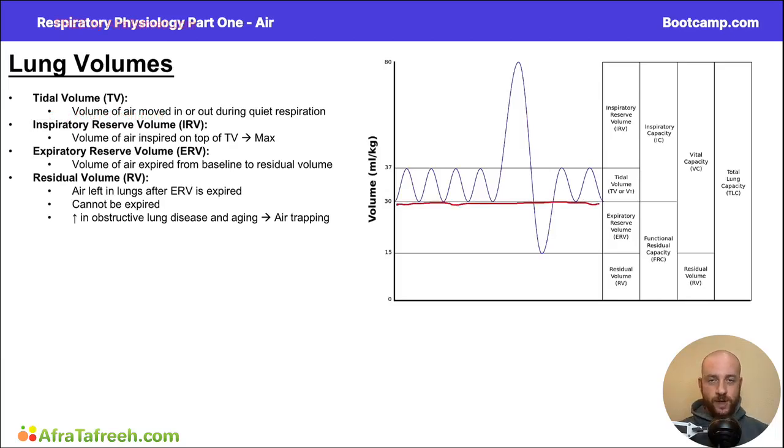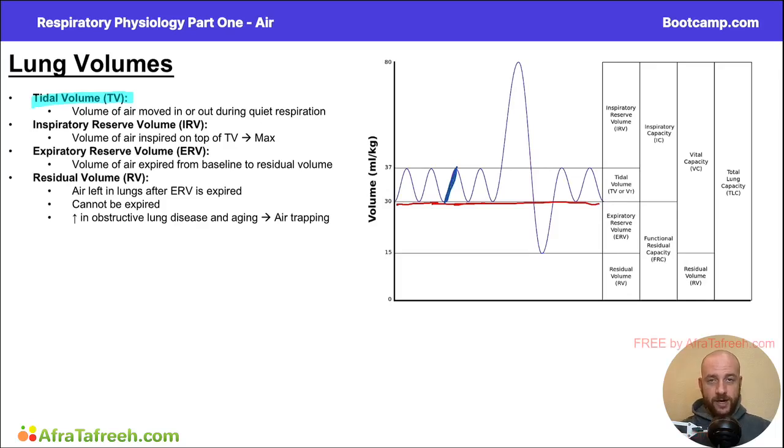So the first volume that we're going to be talking about is our tidal volume. It's the volume that we breathe in or out during our normal quiet respiration. This is the respiration that we're not thinking of. It's just happening as our day goes on. So to determine this volume, we always say that we're starting from rest, or we're starting from the baseline. So we start at baseline and we say how much air do we inspire in a normal breath. That's going to be from baseline up this distance right here, and that is our tidal volume.